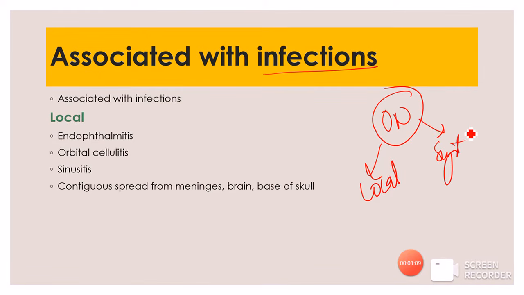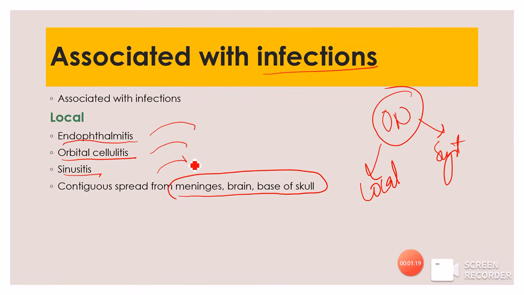Sometimes there could be endophthalmitis, orbital cellulitis, sinusitis, and sometimes spread from the brain and base of the skull. These infections can either come to the optic nerve themselves, or the inflammation associated with the infection can attack our optic nerve myelin sheath and cause demyelination leading to optic neuritis. However, if it happens, it will again be an atypical case of optic neuritis and not a typical one.